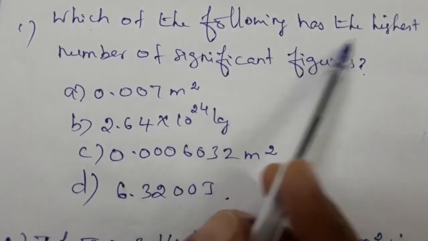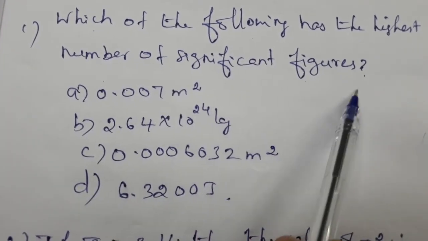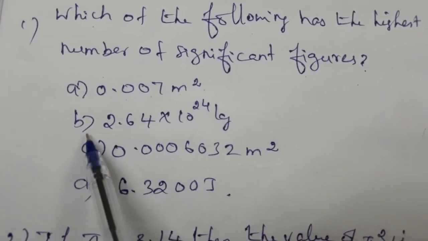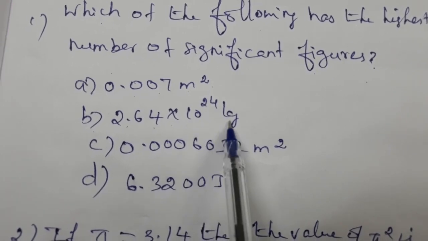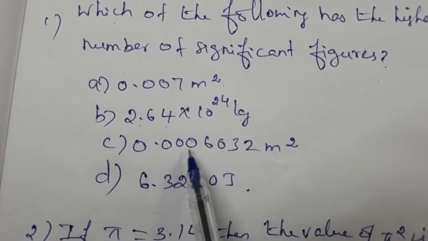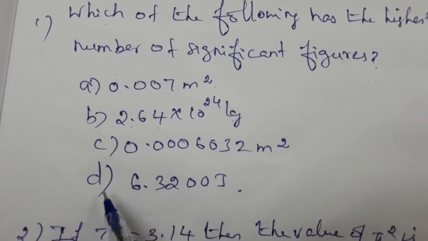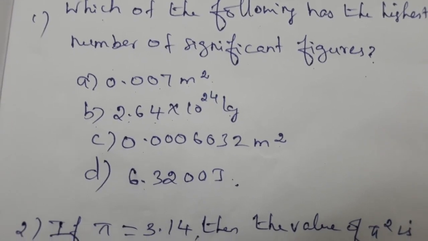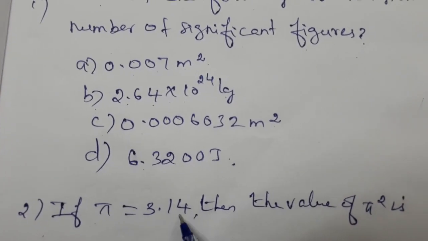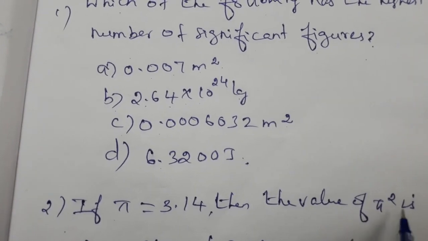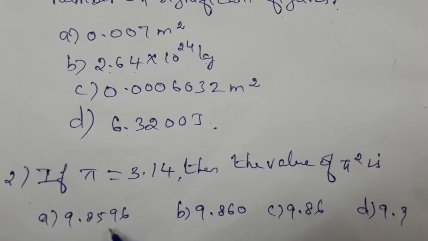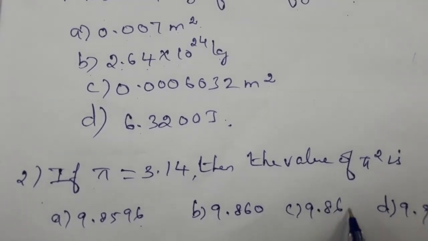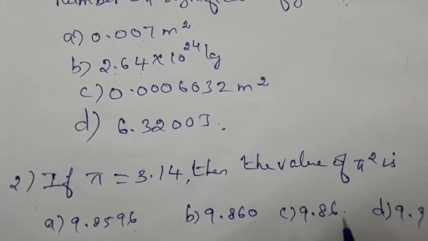Which of the following has the highest number of significant figures? A. 0.007 meter square. B. 2.64 into 10 power 24 kilogram. C. 0.000632 meter square. D. 6.3200 joule. Second question. If pi equals 3.14, then the value of pi square is A. 9.8596, B. 9.860, C. 9.86, D. 9.9. Find the answer.